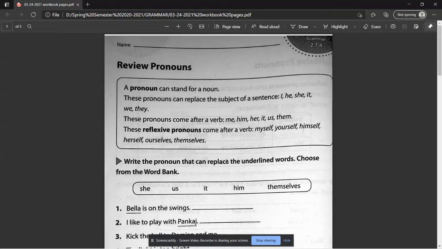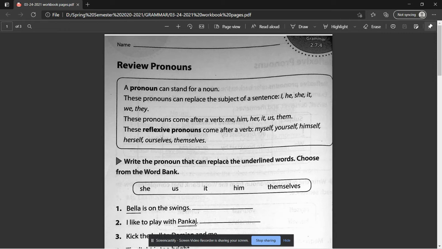Okay, you guys, so today we're going to review pronouns and verbs, but we are also going to focus on adding the letter S to the verbs. But first, let's review pronouns. Remember that a pronoun can stand for a noun. That means that instead of using the name of a person or the name of an object, I can just use a pronoun. So a pronoun can stand for a noun. It can replace a noun.